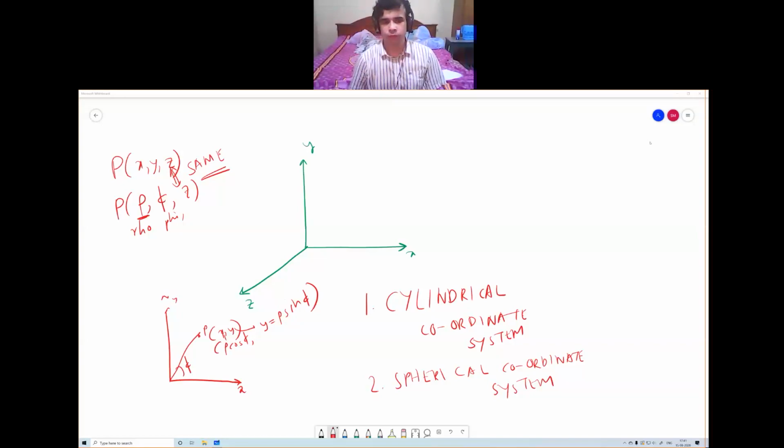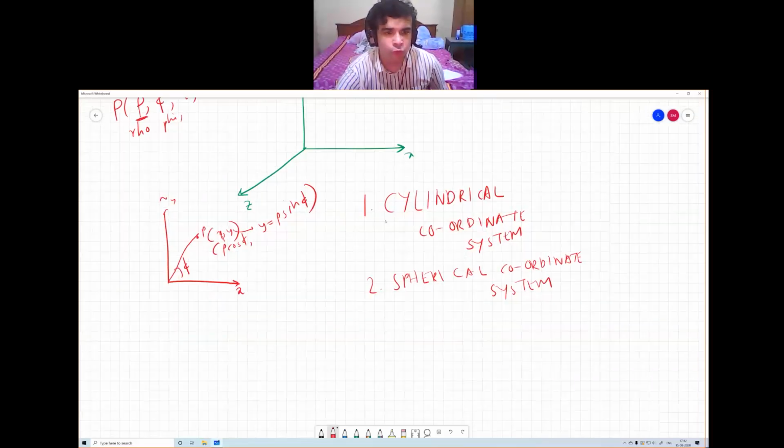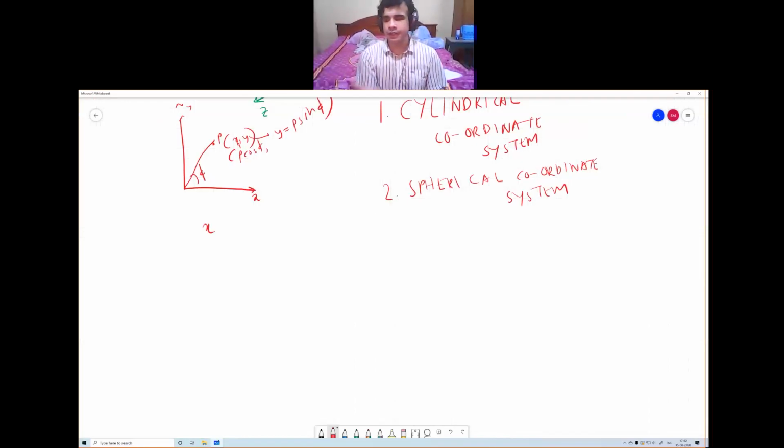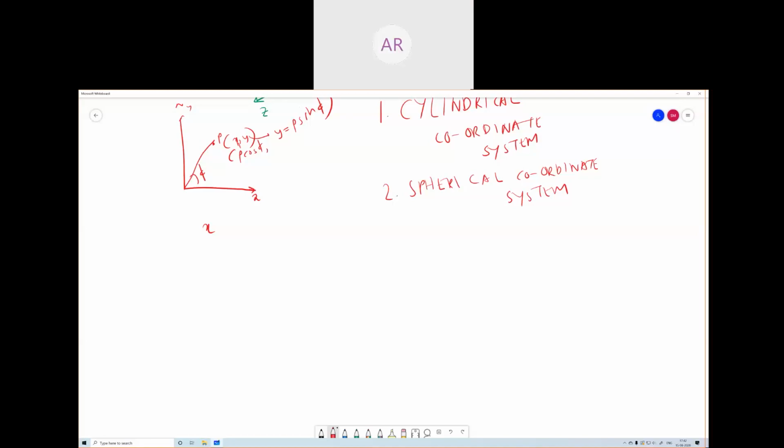If rho and phi are known, we can identify the point anywhere in the 2D plane. There cannot be anything else like rho and phi that will identify a unique point. What is the range of rho? First, what is the range of x in a 2D Cartesian coordinate system, the minimum and the maximum value x can have? Minus infinity to plus infinity.